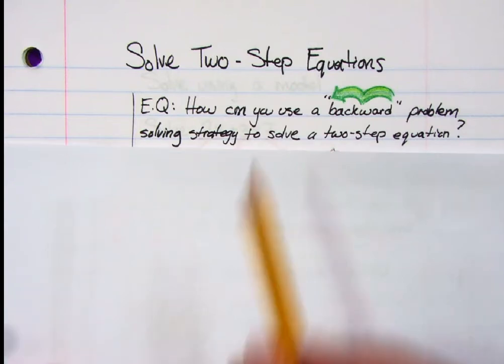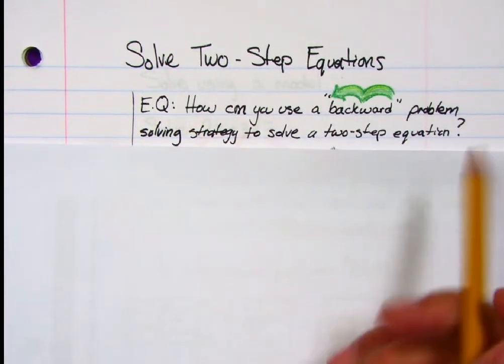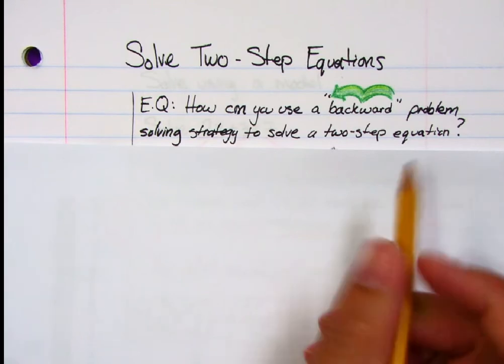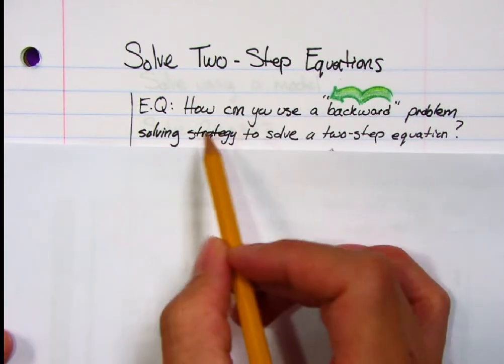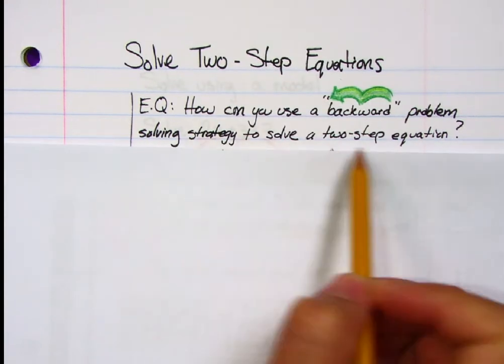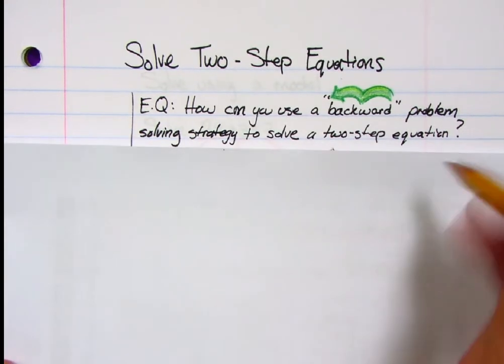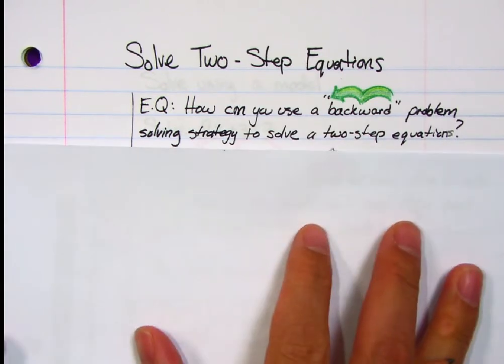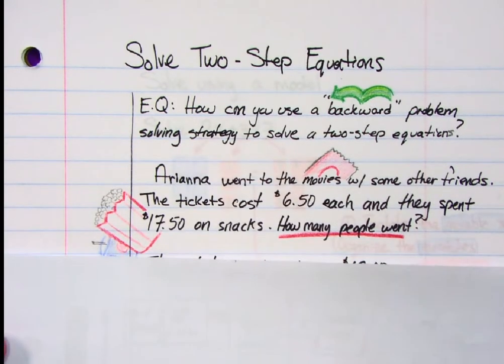All right, so we're going to talk about solving two-step equations. We already talked about one step with rational coefficients. This time we're going to find out how you can use a backward problem-solving strategy to solve two-step equations. All right, so let's take a look at our first example.